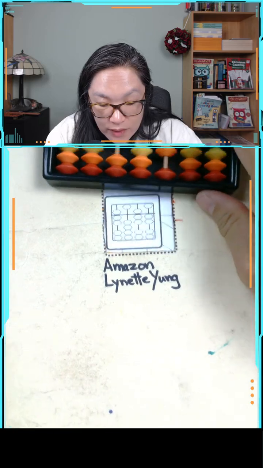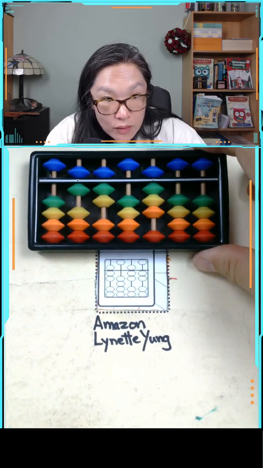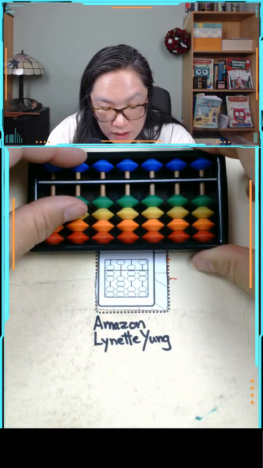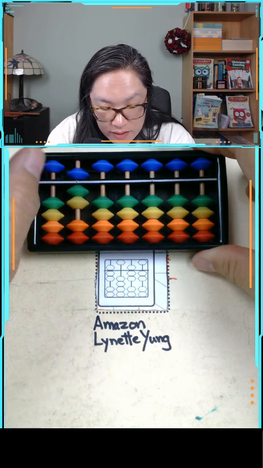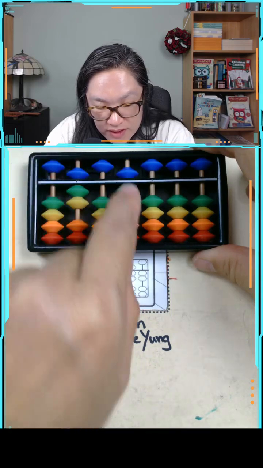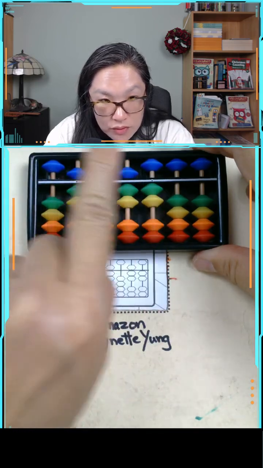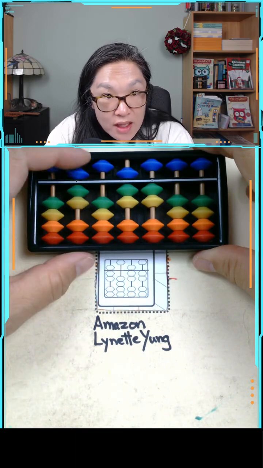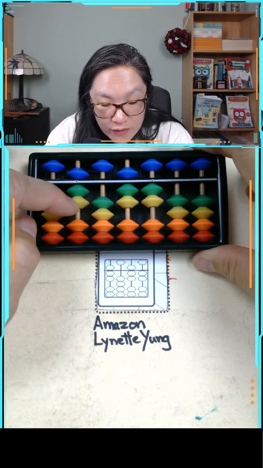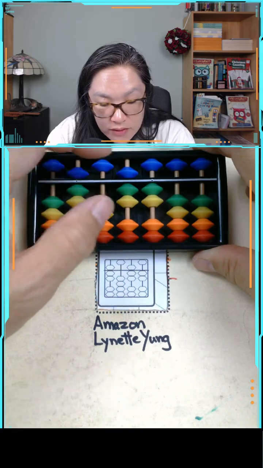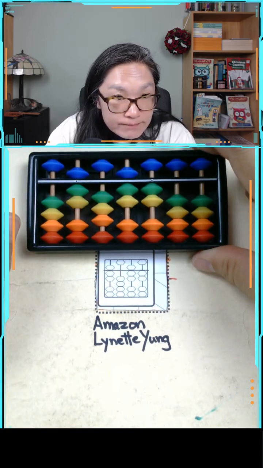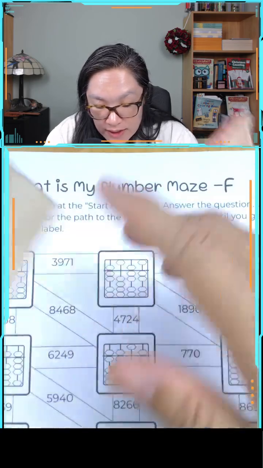So if I did this one, what number is this? 7,072. Don't forget the top is a value of 5, the bottom is a value of 1. So you have 7,072. That's it. All right. So that is this book.